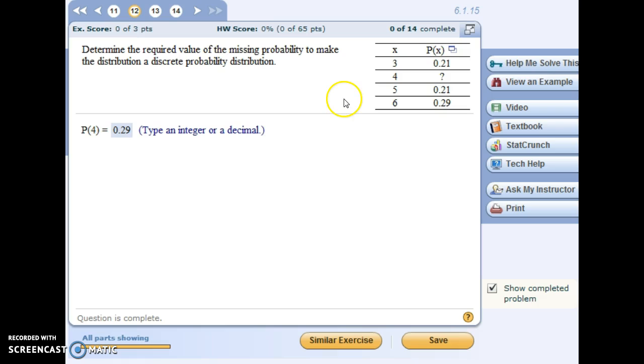For this distribution to be a discrete probability distribution, the possible outcomes here, their probabilities have to equal a total of 100%. So we're looking for the value to plug in here that would make all these values add up to 100%. And so what we need there would be a 0.29, and that would make them all add up to 1, which is 100%.